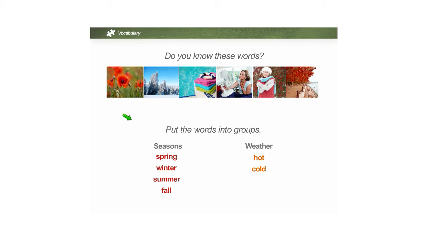First picture is a flower. Flower. So what season is it? Can you guess? Is the name of a season? It's spring season. Okay, so let's check together. You don't have to say spring season. Just say spring, yeah? Very good.